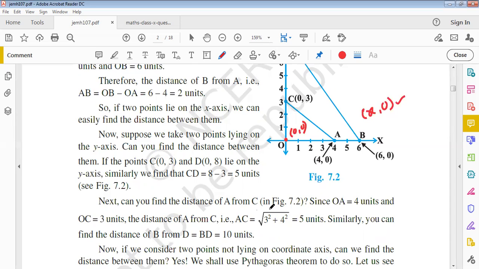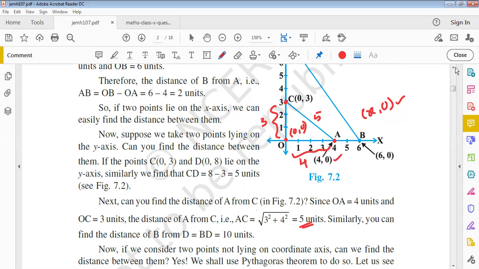Now, can you find the distance between A and C? Of course we can find it. First of all, if you take the point A, it is 4 comma 0, and here C is 0 comma 3. Now I want to find the distance AC. When you look at this, it looks like a right angle triangle. Now, 4, 0 on the x-axis is 4 units distance, and the other is 3 units distance. Applying the Pythagoras theorem, this will be 5. So the distance between A and C is 5 units.